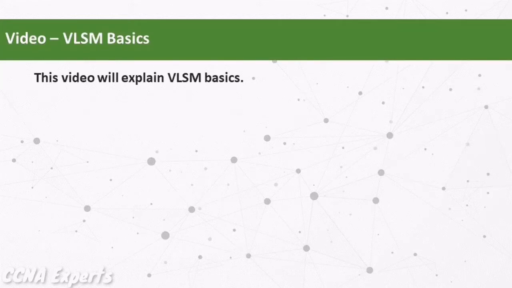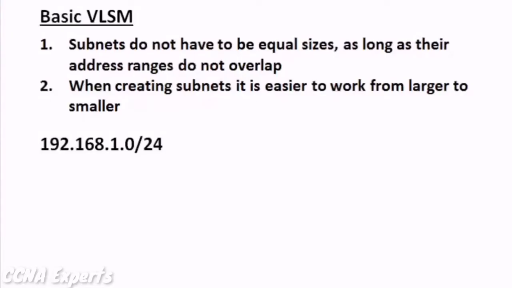The basics of VLSM, or variable length subnet masks, works like this. 1. Subnets do not have to be equal sizes, as long as their address ranges do not overlap. So we can create unequal sized subnets. They do not all have to be the same size.